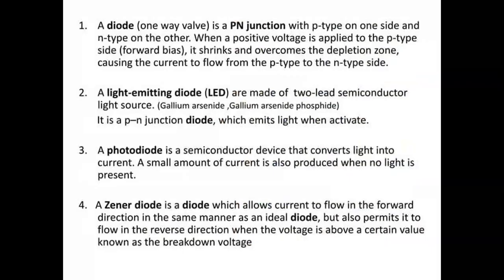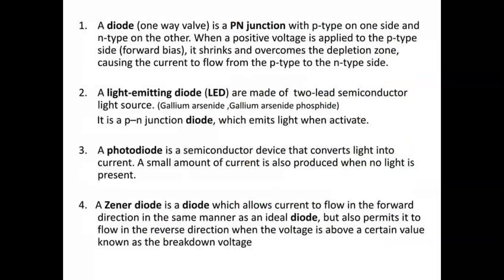A diode is a PN junction with P type on one side and N type on the other. When a positive voltage is applied to the P type side, it overcomes the depletion zone, causing current to flow from the P type to the N type side. A light emitting diode is made of a semiconductor light source, gallium arsenide phosphide. It is a PN junction diode which emits light when active. A photodiode is a semiconductor device that converts light into current. A small amount of current is also produced when no light is present.